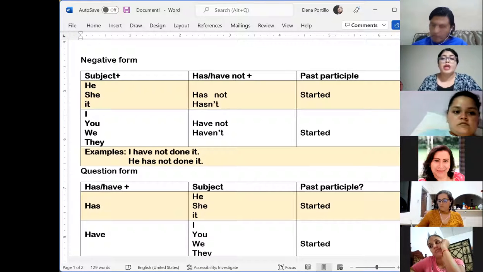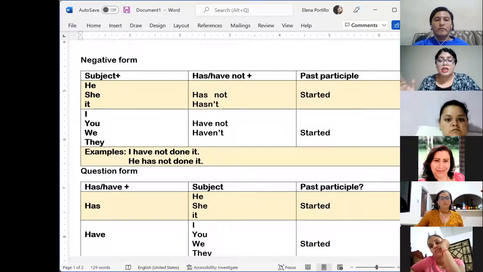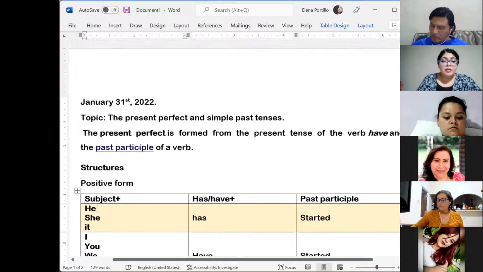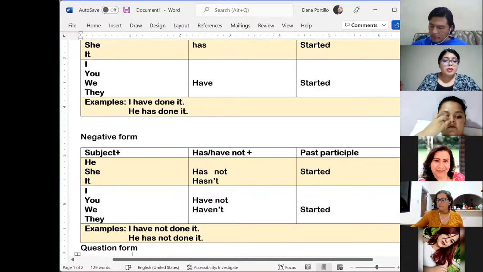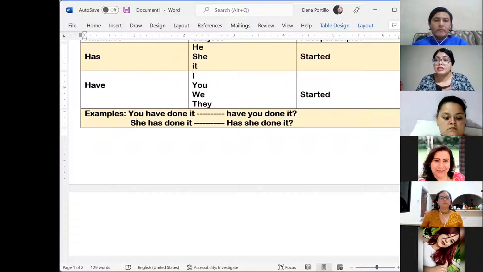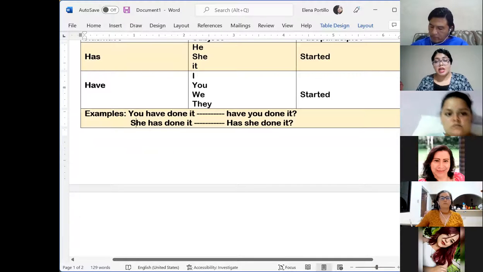So in the question form, we have has and have plus subject plus past participle. Has he, she, or it started? Have I, you, we, and they started? Then we have the examples. You have done it is the base sentence. And then we have the question. Have you done it? Then we have she has done it. And we have the question. Has she done it?